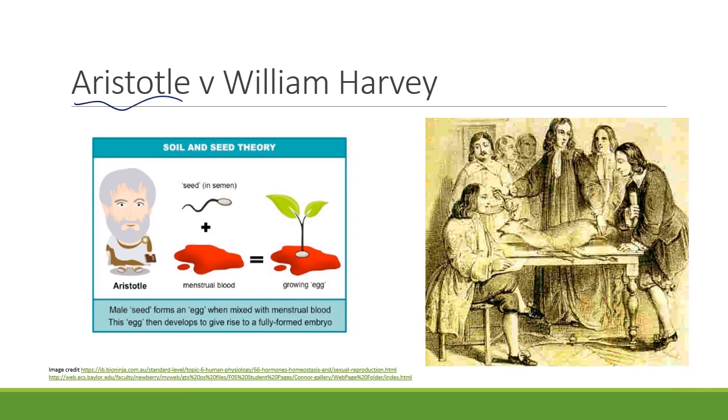Aristotle, ancient Greek guy, said, I think that there are seeds in the semen, and when they get literally planted into the soil that is the menstrual blood, then an egg will start to grow from the seed in the semen, and then that's a baby. Harvey dissected a lot of deer after mating season. He's like, I can't find any seeds. I don't think Aristotle is correct.